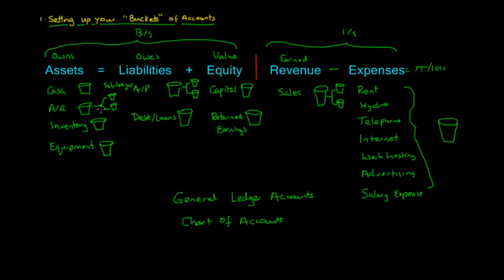In the next segment, we'll talk about what we mean by increasing and decreasing amounts in each of these buckets, or what we call debits and credits, and which ones would increase and which ones would decrease these various different accounts.